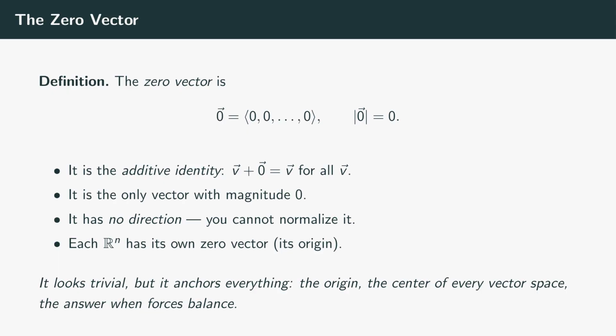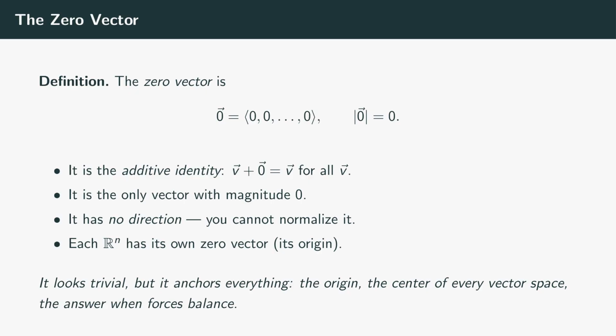Every number system needs a 0, and vectors are no exception. The zero vector is the vector whose every component is 0. Its magnitude is 0. It is the only vector with no length at all. It plays the role that the number 0 plays in ordinary addition. Add the 0 vector to any vector and you get that same vector back unchanged. We call it the additive identity.